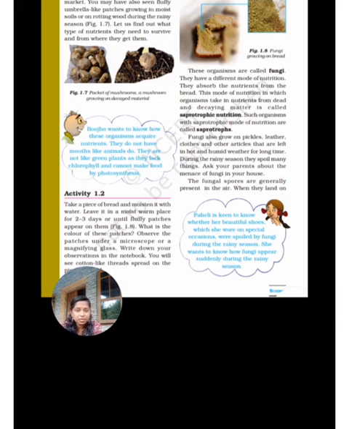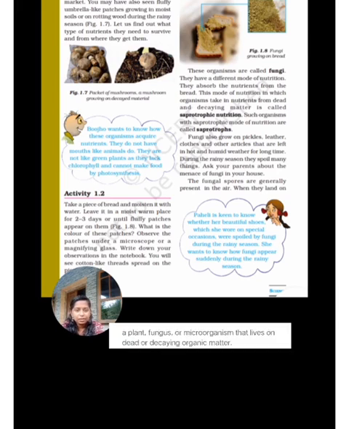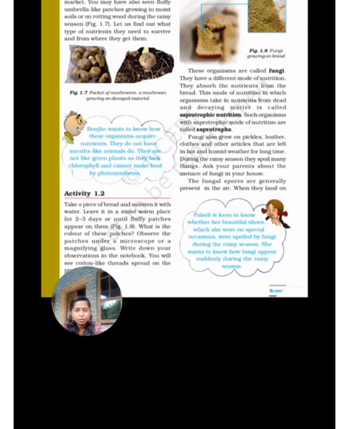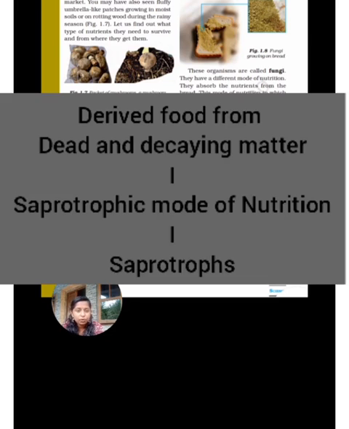It is highly nutritious. But how do these saprotrophs obtain their food? Saprotrophs are organisms that derive their food from dead and decaying matter. Organisms having this mode of nutrition are called saprotrophic nutrition, and the organisms are called saprotrophs. It's a very important point. The mode of nutrition in which an organism takes food from dead and decaying matter is called the saprotrophic mode of nutrition, and the organism belonging to this type of nutrition is called a saprotroph.